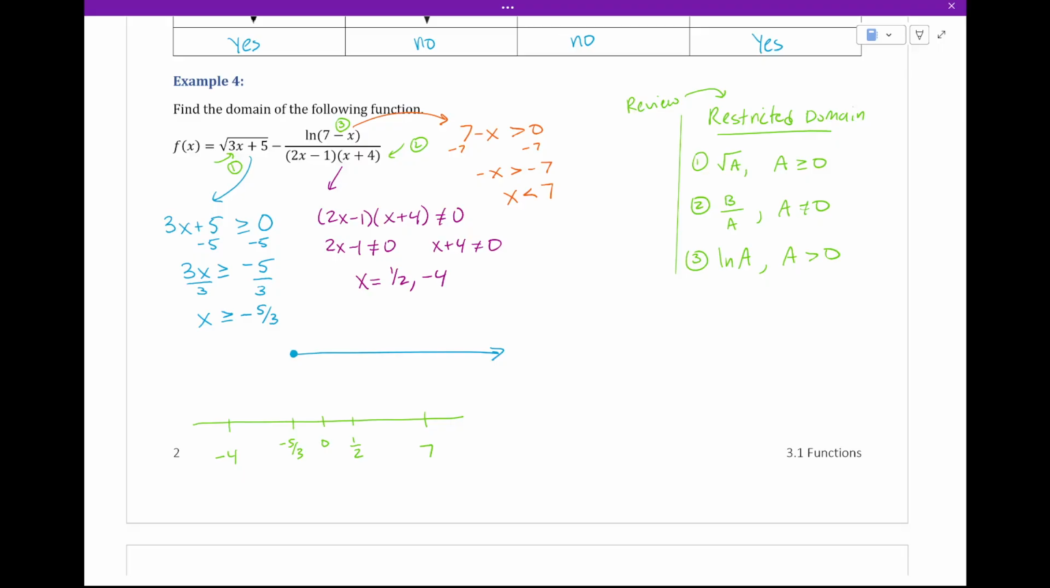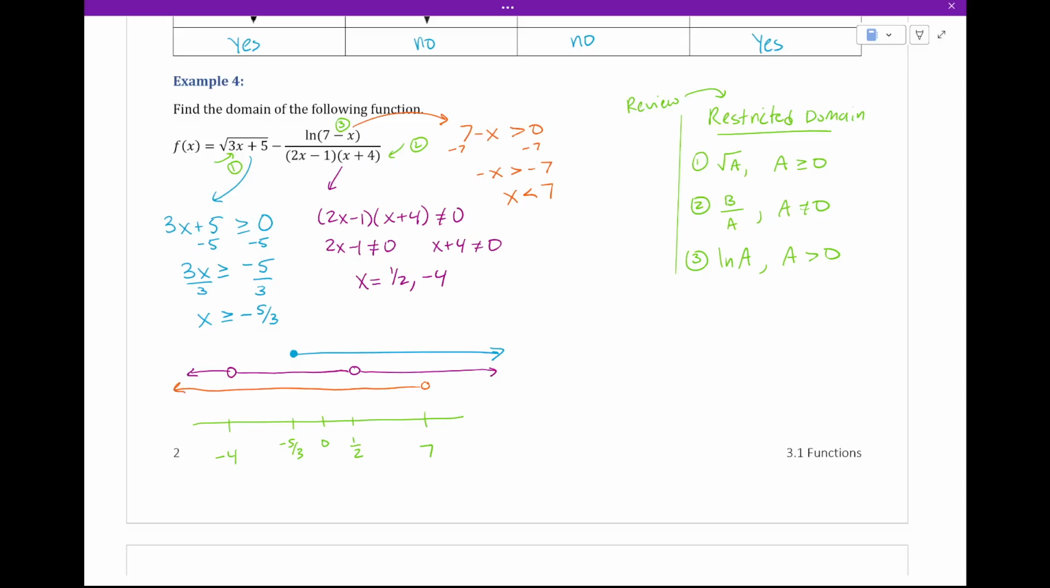Next one, purple. X can't be 1/2 or negative 4. Maybe I'll draw it in order here. So it could be any of those, anything in between, or anything this way, but not those 2 values. Last one, x has to be less than 7. So open circle at 7 and the line this way.